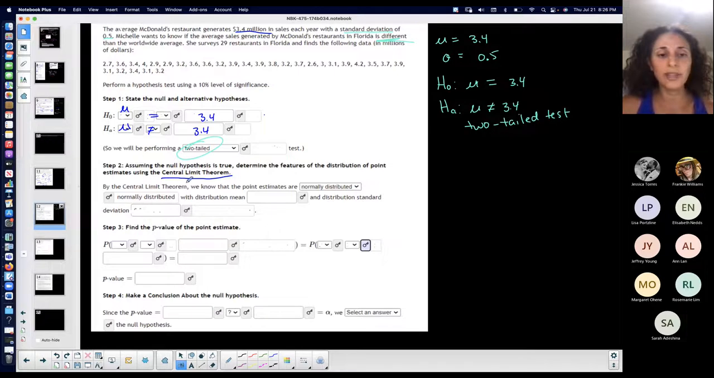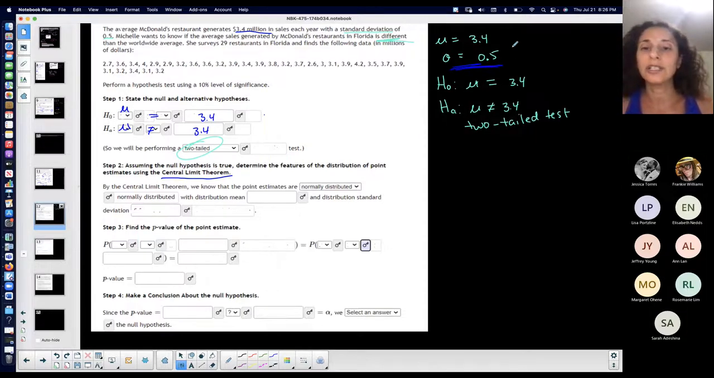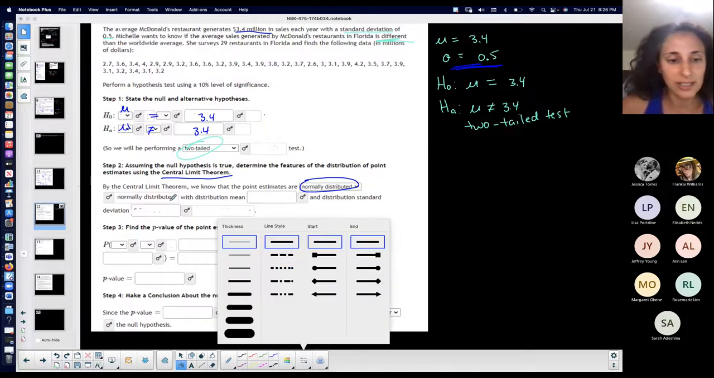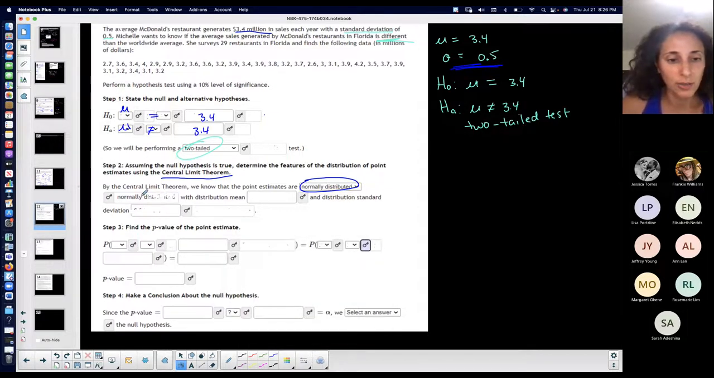So by the central limit theorem, we know that the point estimates are, and it says either normally distributed or t-distributed. And being that sigma is known, we're on a standard normal distribution curve, it's normally distributed, which the answer is there. With distribution mean and distribution standard deviation of blank and blank.